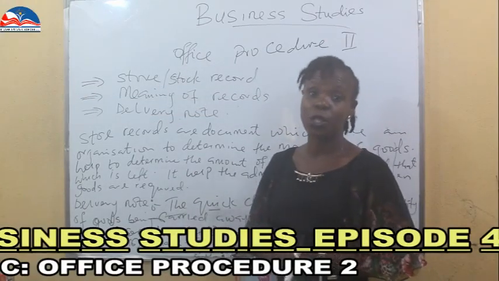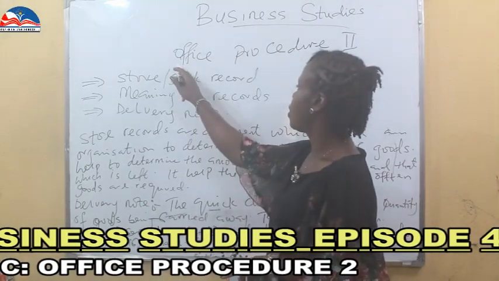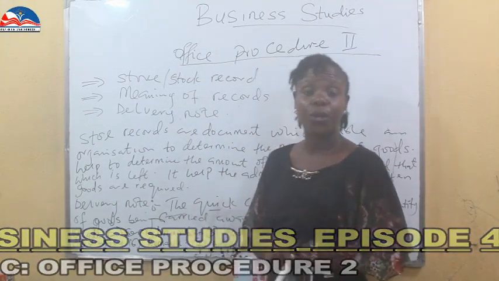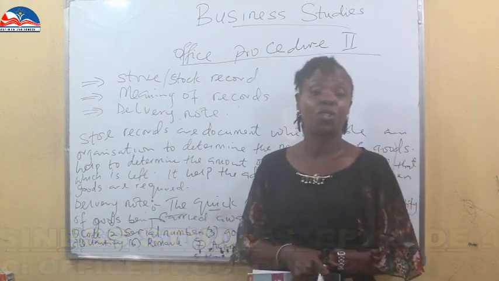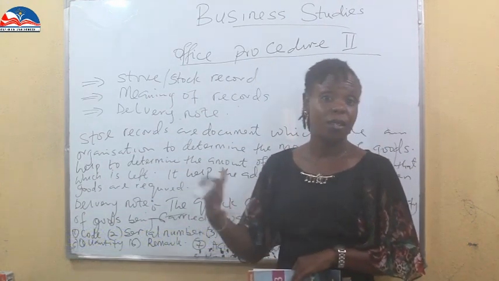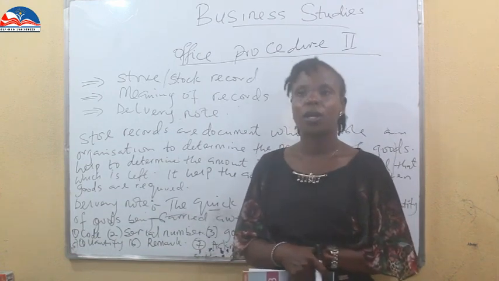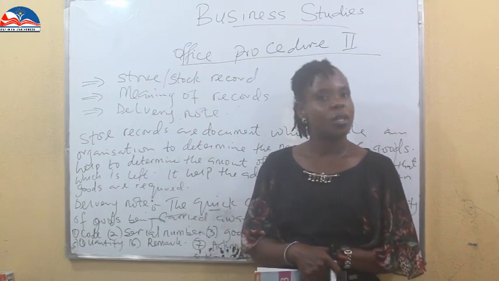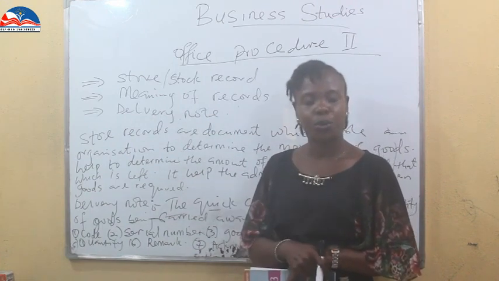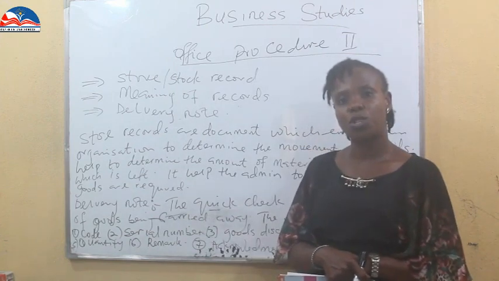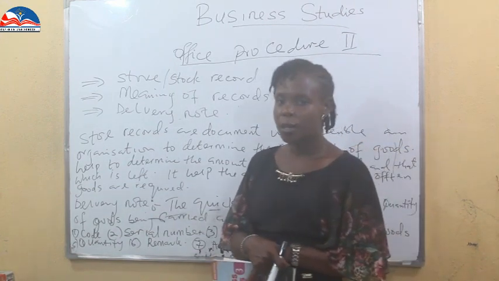Office Procedure Part 2 is what we are taking. The other day we discussed Office Procedure Part 1, where we discussed what office procedures are. We saw that it is the systematic way that organizations carry out their routine jobs. Each organization has its own procedure that it can put in place. So today we are looking at another part of office procedure, and we are looking at 3 objectives.